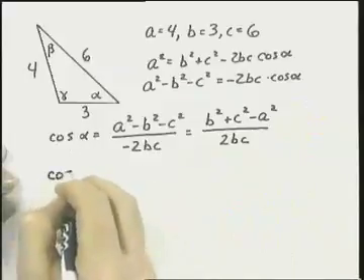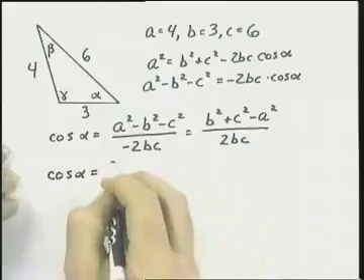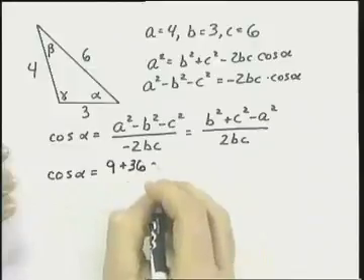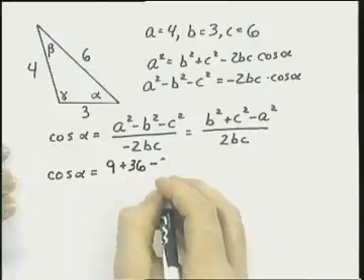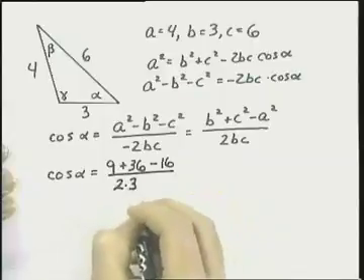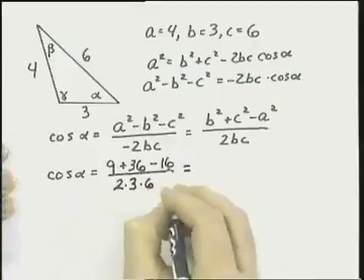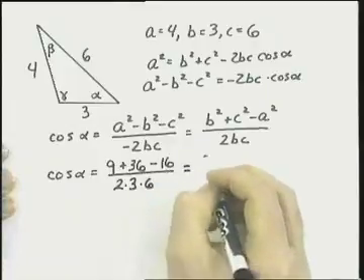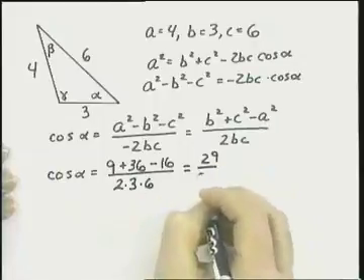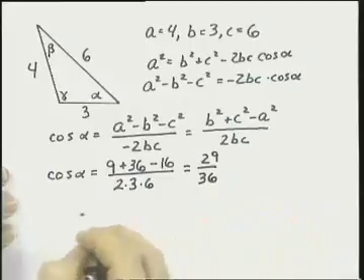So I get that the cosine of alpha is going to equal b squared, which is 3 squared or 9, plus c squared or 36, minus a squared, minus 16. That'll be over 2 times b, which is 3, times c, which is 6. 36 minus 16 is 20. 20 plus 9 is 29. 2 times 3 is 6. 6 times 6 is 36. So the cosine of alpha is 29 over 36.